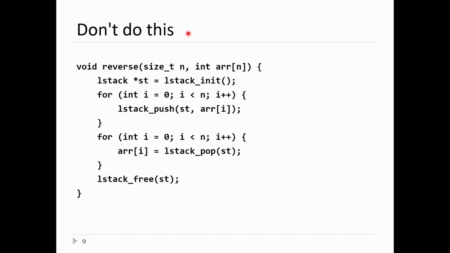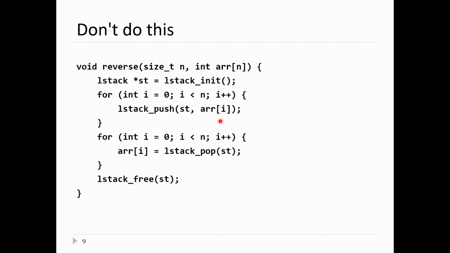Notice the title, so don't do this. I'm going to reverse an array having n elements. I'm going to do it by making a stack. The type that we're going to implement today is called lStack, for linked stack. So I'm going to make a stack, and then I'm going to loop over the elements in that array. For i equals 0, i less than n, I'm just going to push every element of that array onto this stack.